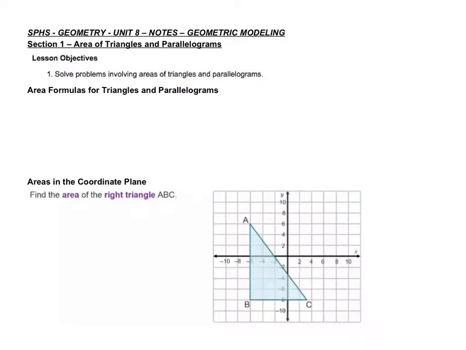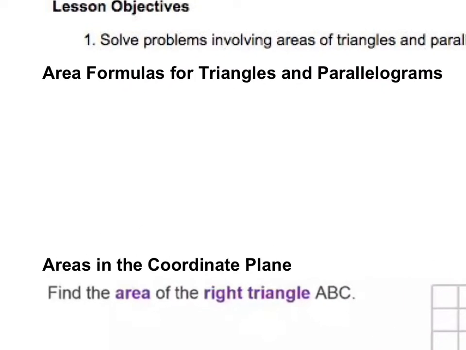Hello and welcome to another thrilling unit in geometry. This is Unit 8 and this is about geometric modeling. What we're going to talk about mostly in this chapter is area, perimeter, volume, and all that kind of stuff. In this section I want to talk about the area of triangles and parallelograms, just the formulas that we need.